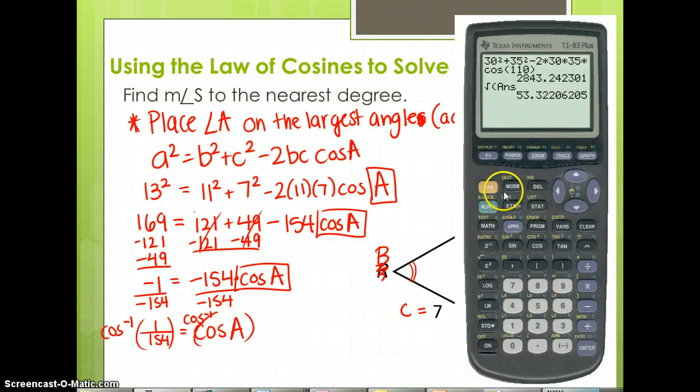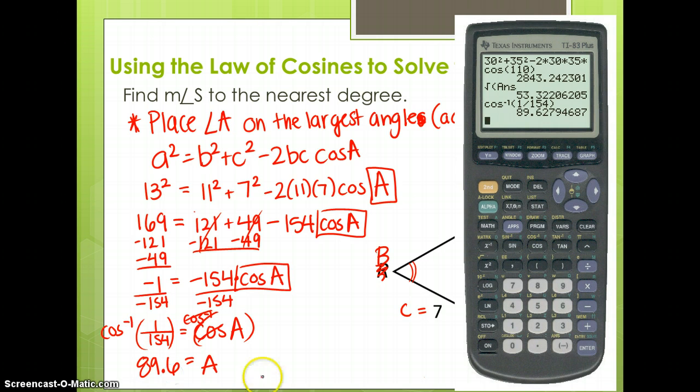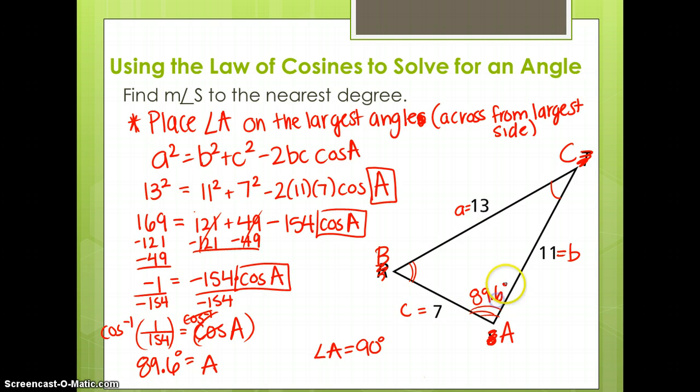So on our calculator, above that cosine key, since we're trying to find the angle, we want cosine inverse of 1 over 154, which gives us an angle measurement. Cosine inverse and cosine cancel out, and our angle measurement is 89.6 degrees. Really close, and if we're rounding to full degrees, that would be 90 degrees. So I'm going to mark angle A, and I'm going to put the 89.6 degrees, just so we're clear it's not exactly 90 degrees.